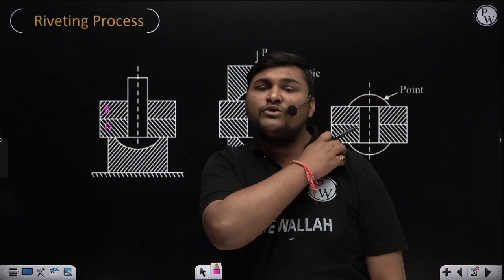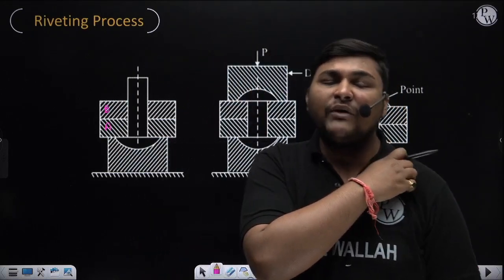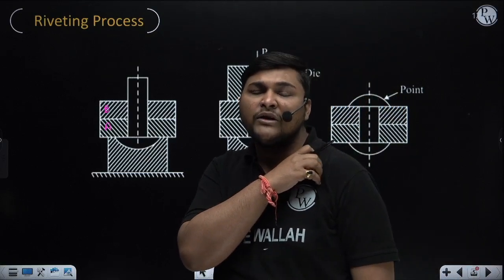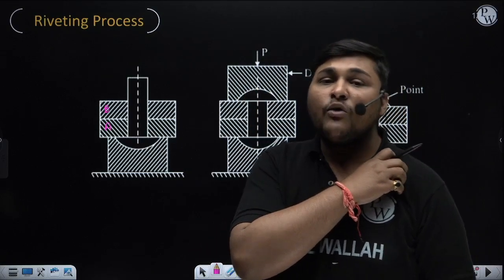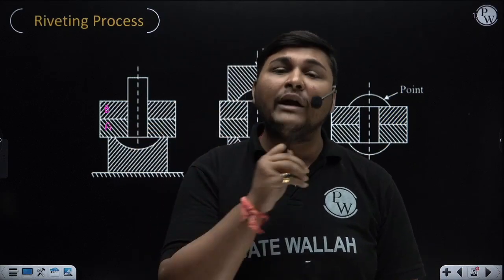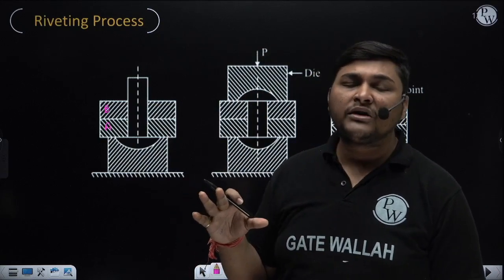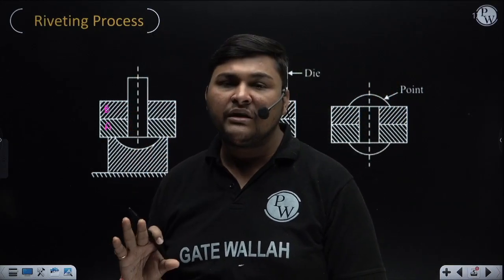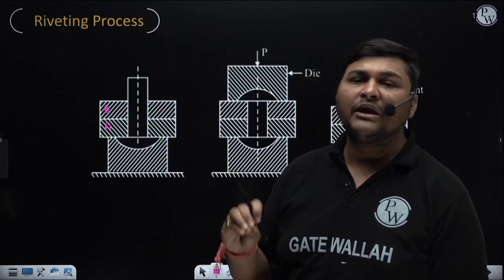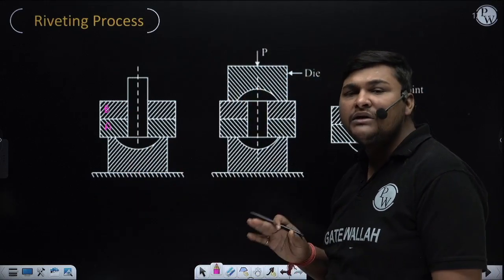Our objective is to study riveted joint with respect to design point of view. Like when I was discussing welded joint, I have not discussed what is welding. Just for understanding, I explained only the definition. But how welding occurs, what is arc welding, what is flame welding, that we have not discussed because that was the part of manufacturing. We had discussed welded joint in machine design with respect to design point of view. Similarly, we will discuss riveted joint with respect to design point of view.